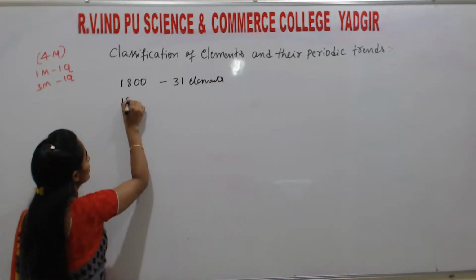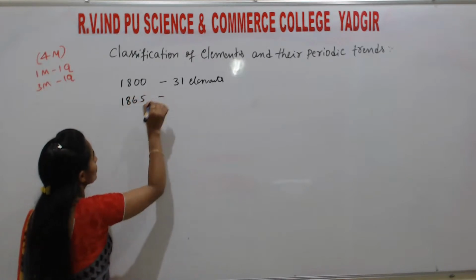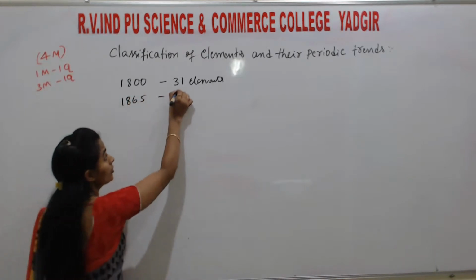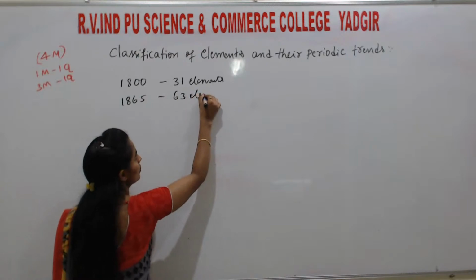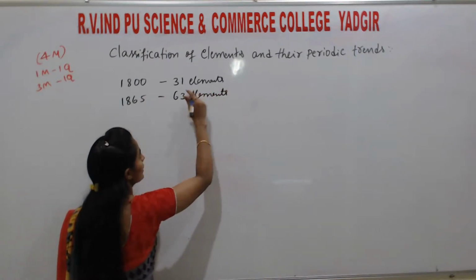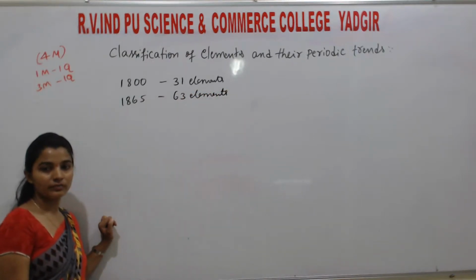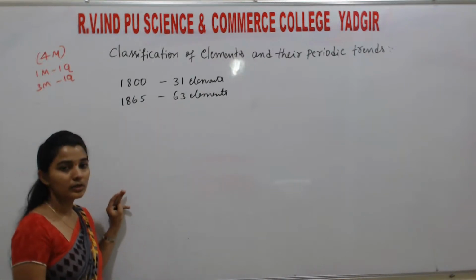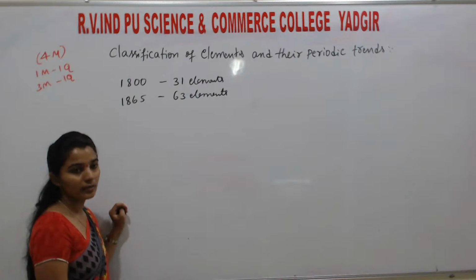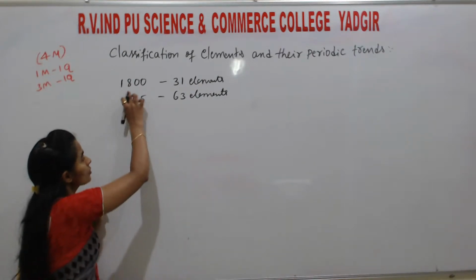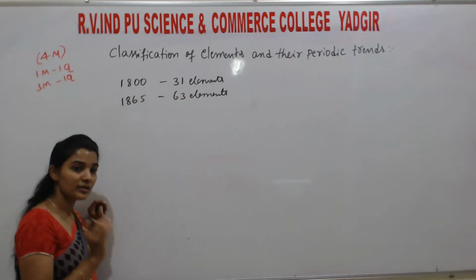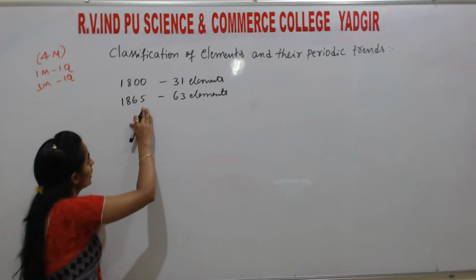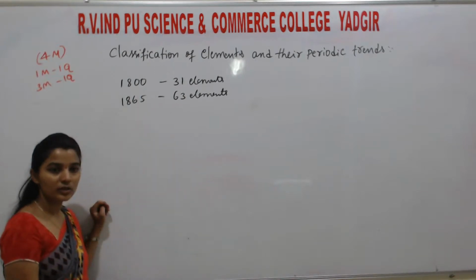At the year 1865, about 63 elements were known, exactly more than double. Correct? So 31 to 63 means it is a double of the initial elements. At 1800, only 31 elements were discovered. Here at 1865, 63 elements were discovered.